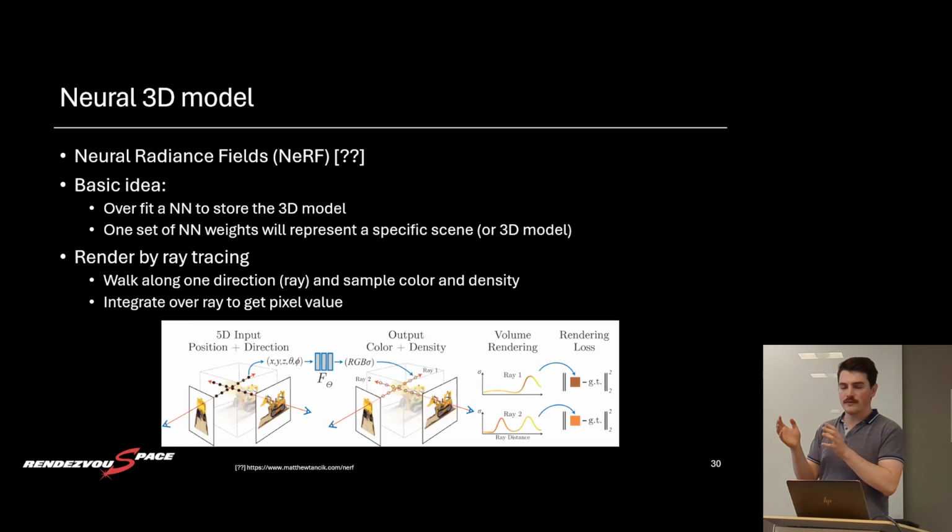The most famous of these, I would say, are NeRFs, which are neural radiance fields. The basic idea is that you're going to overfit a neural network to store the 3D models. So each neural network set of weights kind of encapsulates a specific scene or a 3D model. They render by ray tracing, which basically means you walk along a ray, and then you sample color and density at different positions along that ray, and then you integrate to get the pixel value.